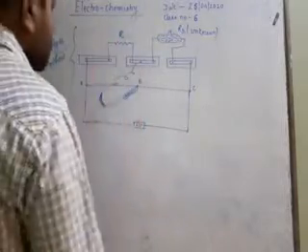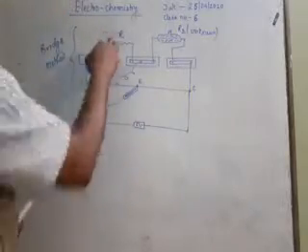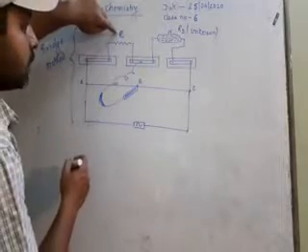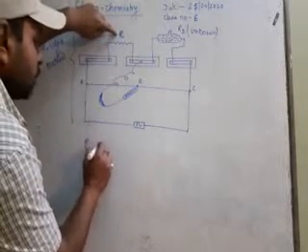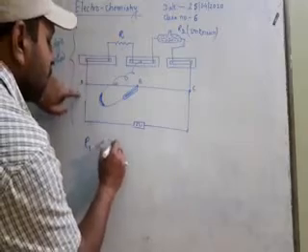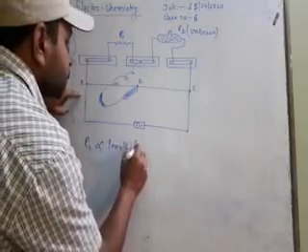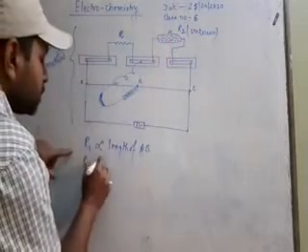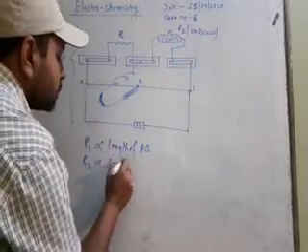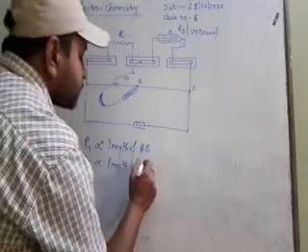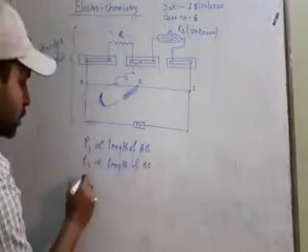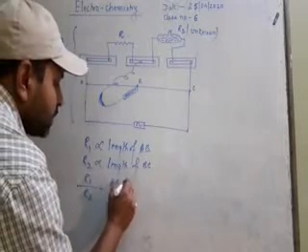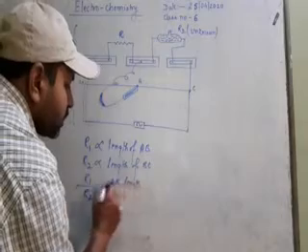And we know that resistance is directly proportional to the length of the wire. So students, we say that R1 is directly proportional to the length of AB and R2 is directly proportional to the length of BC. So we write R1 by R2 equals AB length by BC length.